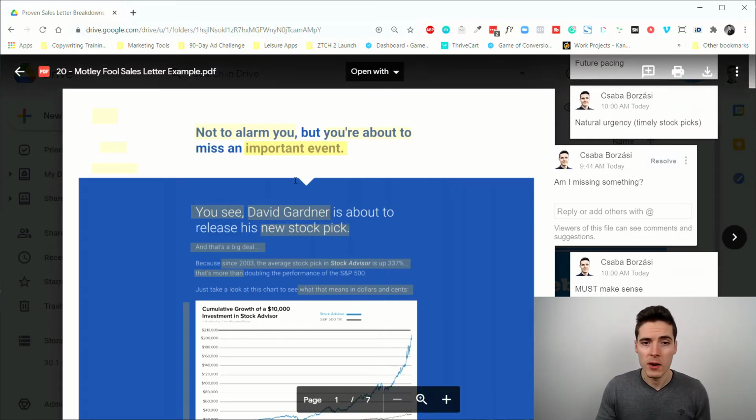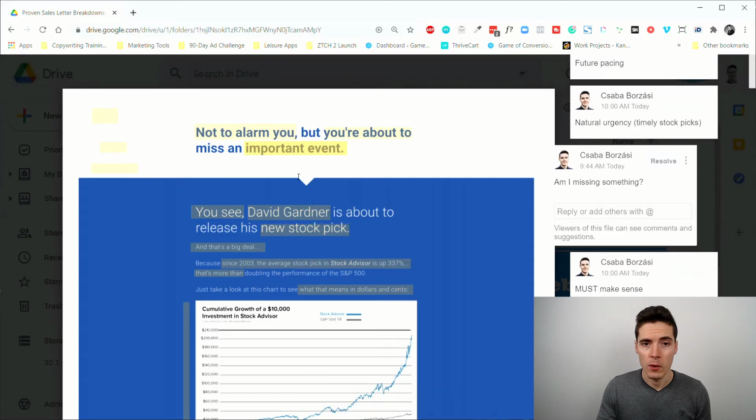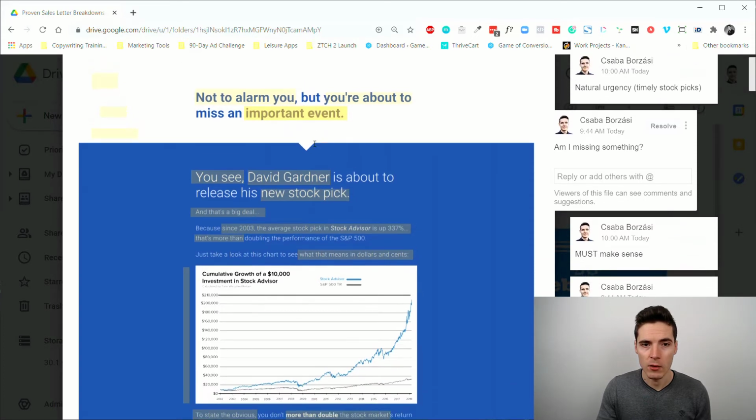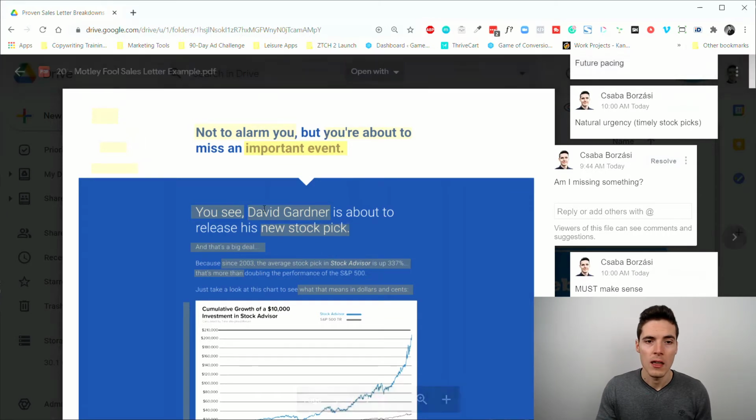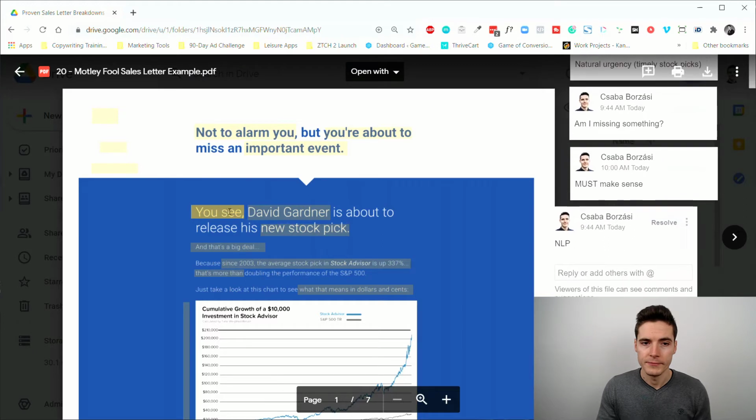And then very smartly from a design standpoint, we have a little arrow that points down and immediately starts the sales message itself. So it says, "You see, David Gardner is about to release his new stock pick."